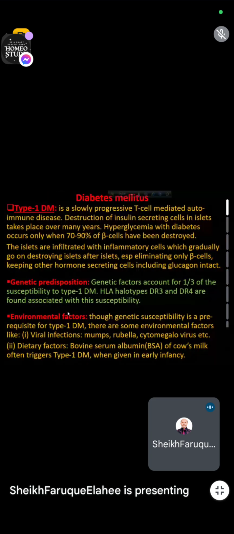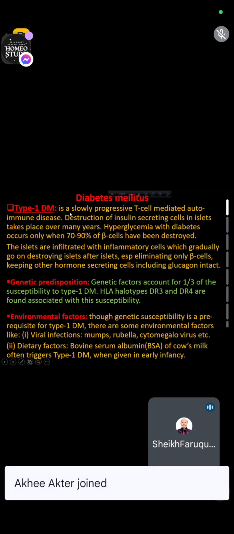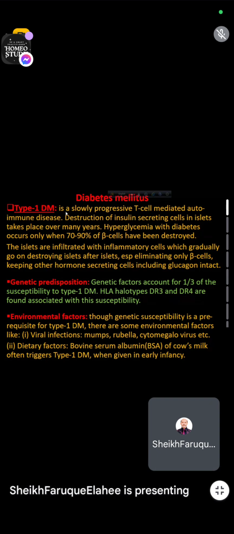Now let us discuss a little more about type 1 diabetes. How it occurs, what are the factors like this. It is said to be a slowly progressive T-cell mediated autoimmune disease. So type 1 diabetes actually is an autoimmune disease. I cannot now explain what is autoimmune disease.